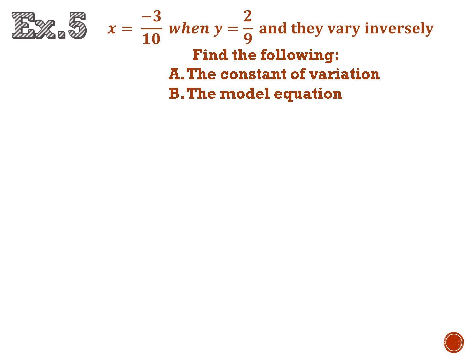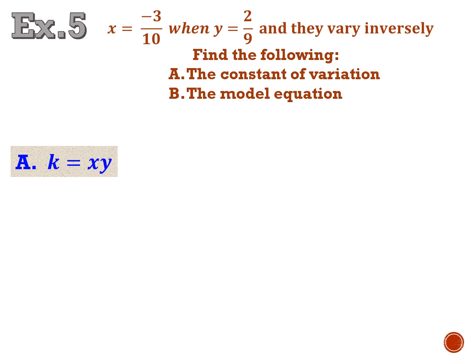All right, let's try another one. So we have example 5 here. It says x equals -3/10 when y equals 2/9, and they vary inversely. So, same instructions as the last slide. They want us to find the constant of variation and then find the equation. Since they vary inversely, that means inverse variation, we're going to use that formula to get the k value. So k equals x times y since it's inverse variation.